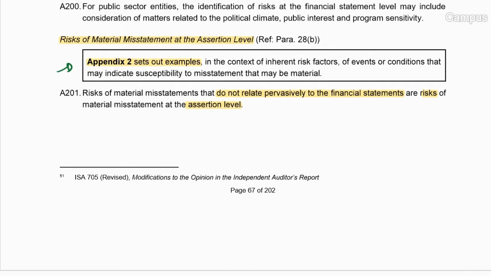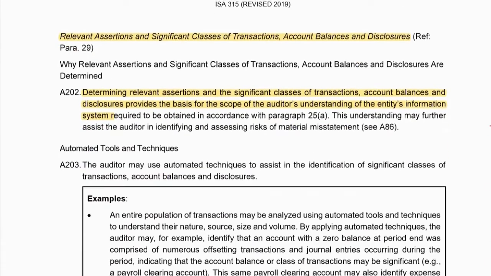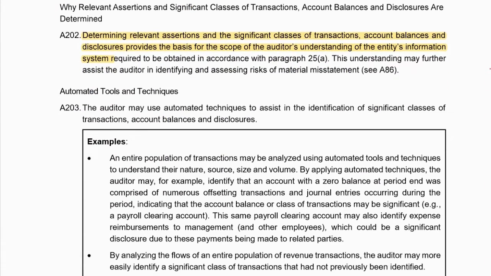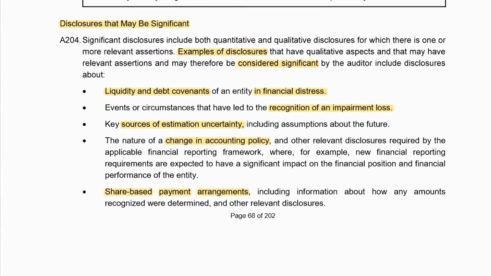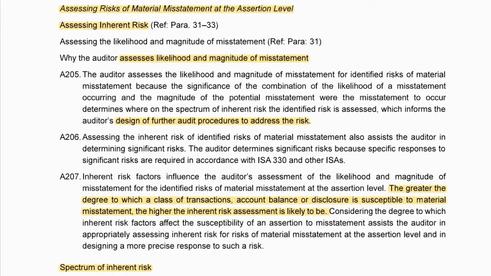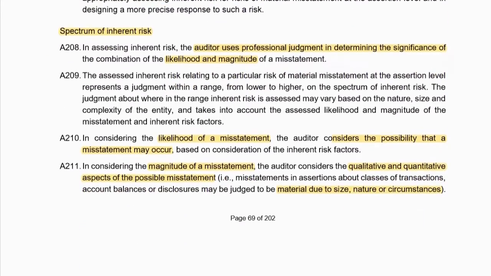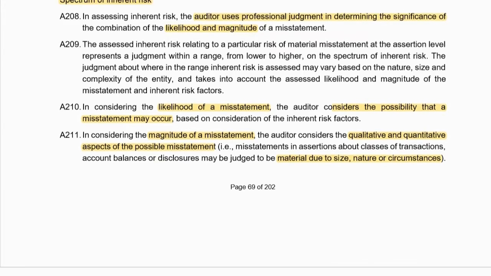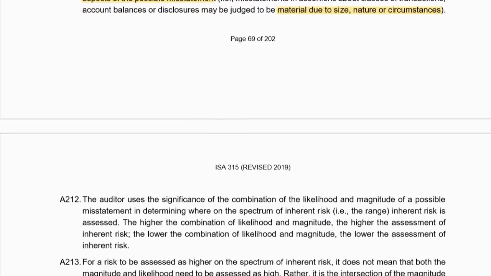We've got to see that the risk does not pervasively affect the financial statements, so it is a risk at the assertion level. You've got to determine the relevant assertions from understanding the information. There are some examples of disclosures that may be significant here. And then we've got to assess the risk, the likelihood and the magnitude, guys, because this is going to determine if it's a high inherent risk or a low to medium inherent risk. Okay, and that will affect how we perform or respond to those risks.